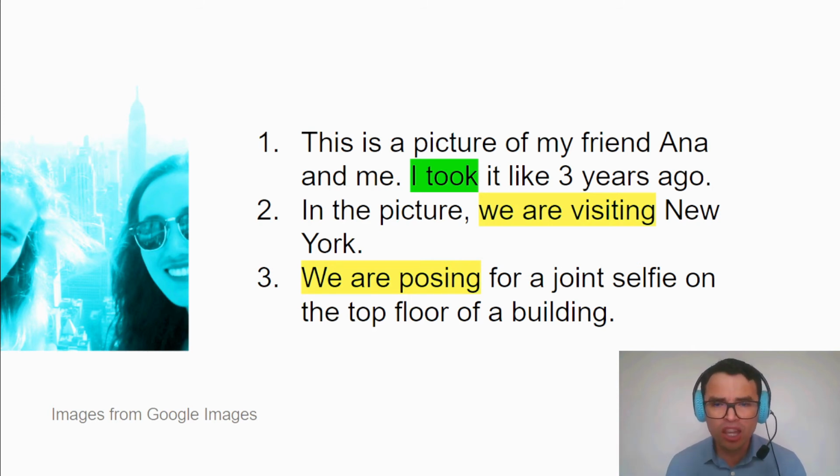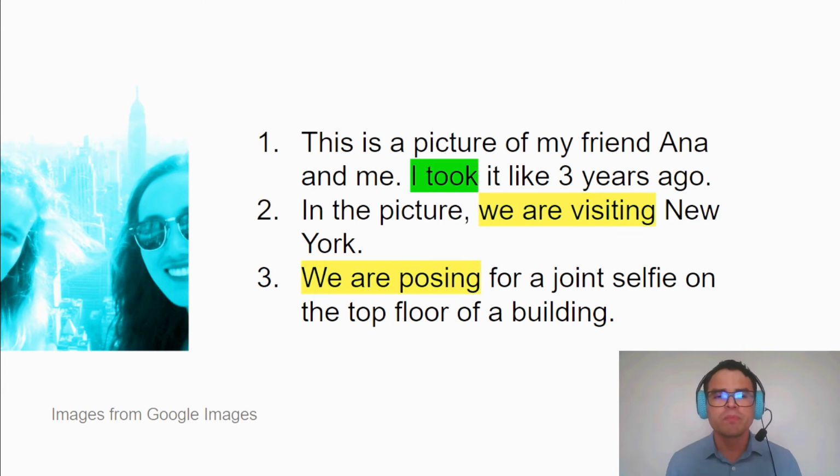Number 2, in the picture, we are visiting New York. So, what are they doing? They say we are visiting. That is the present continuous to talk about things happening now. How many ingredients does it have? It has 3 ingredients, so to speak. It has the subject we, it has the verb to be are, and it has a verb in ing, visiting. We are visiting. All right?